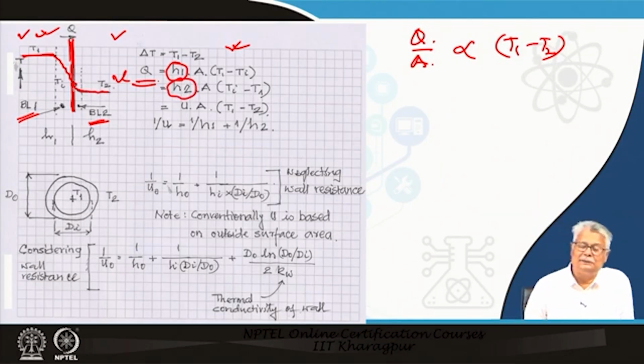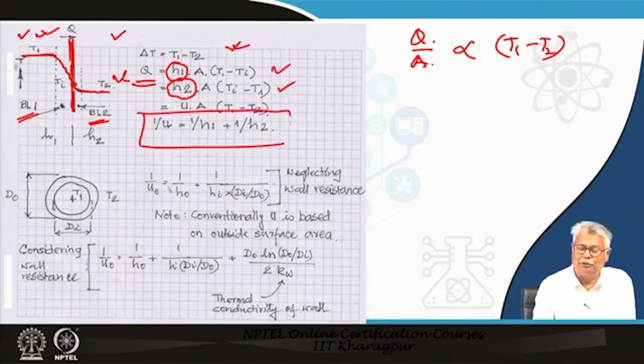Now, I do a little bit of mathematical jugglery and eliminate Ti from this one and this one. So, what I get? I could very well write 1 by U is equal to 1 by H1 plus 1 by H2. This happened because the A cancels off along with Ti, it also gets eliminated.